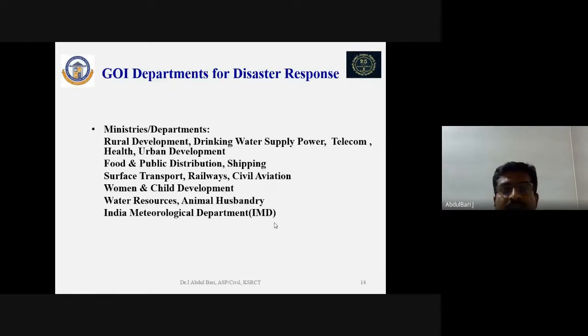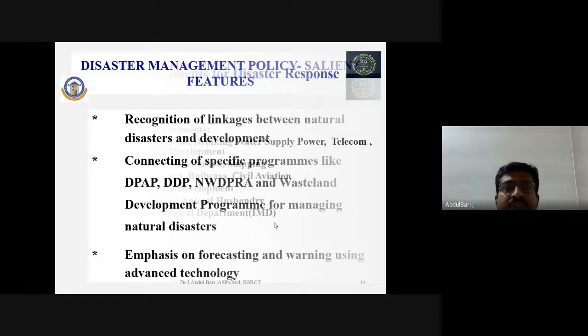And the other Government of India ministries and departments for disaster response are the Rural Development, Drinking Water Supply, Power, Telecom, Health and Urban Development Ministries, Food and Public Distribution and Shipping Ministries, Surface Transport, Railway and Civil Aviation Ministries, Women and Child Development, Water Resources and Animal Husbandry, and the Indian Meteorological Department. These are all the various departments that will be looking after the disaster response phases.